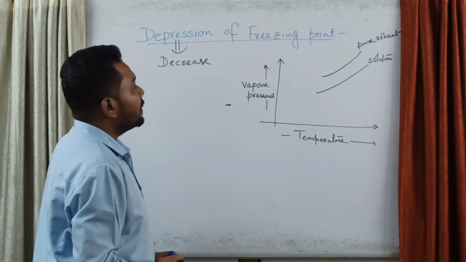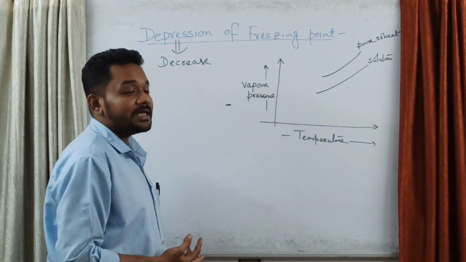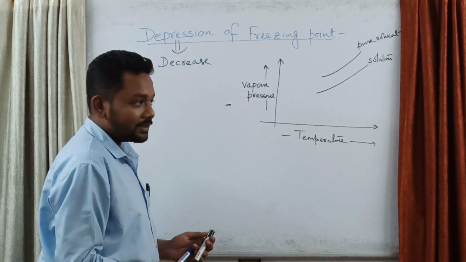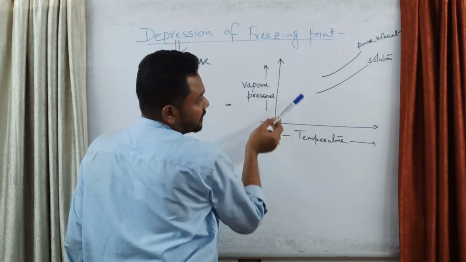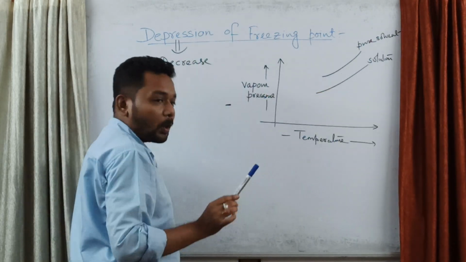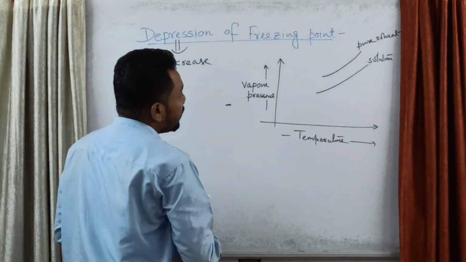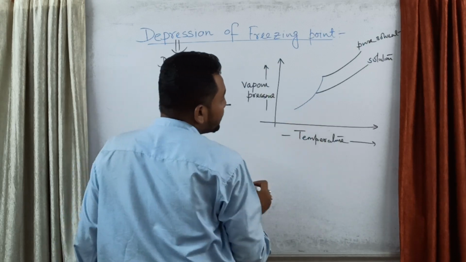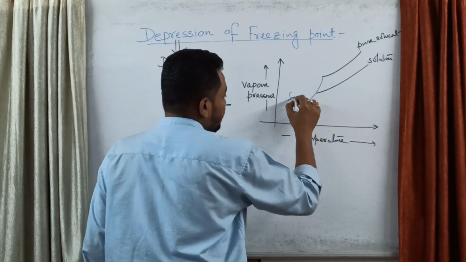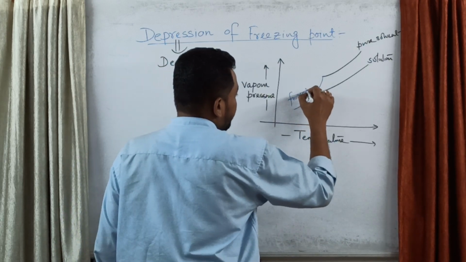We have said that the vapor pressure of the solution is less than the vapor pressure of the pure solvent. Just see the graph: the vapor pressure of the solution is lower, and the vapor pressure of the solvent is higher. Now if you extend this plot, you can see it is called frozen solvent.